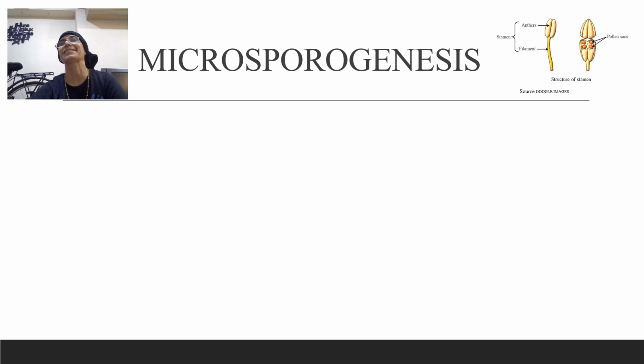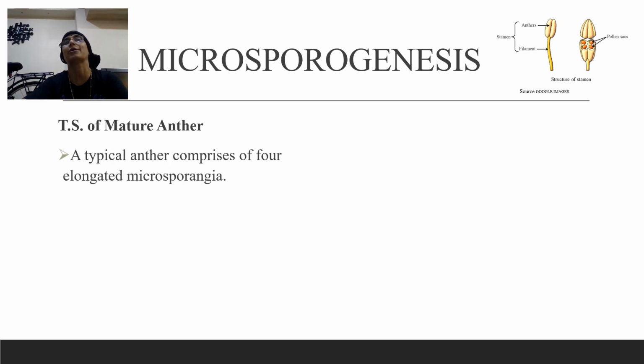If you take a TS, you can see the four sporangia, or the four pollen sacs. The structure of stamen is shown on the left hand side of the slide. Now for studying this, we have to study the TS of mature anther, how it looks like. Here the section of mature anther has been taken, and we are going to find out how the TS of mature anther looks like.